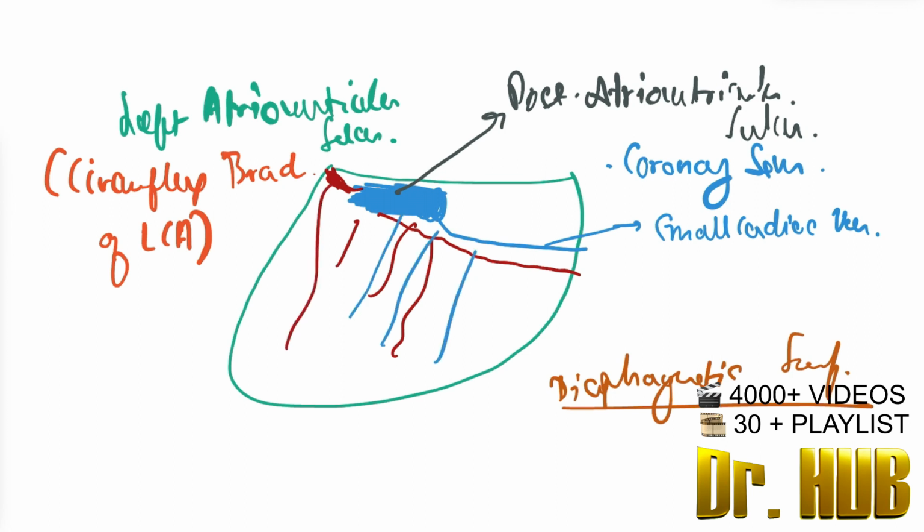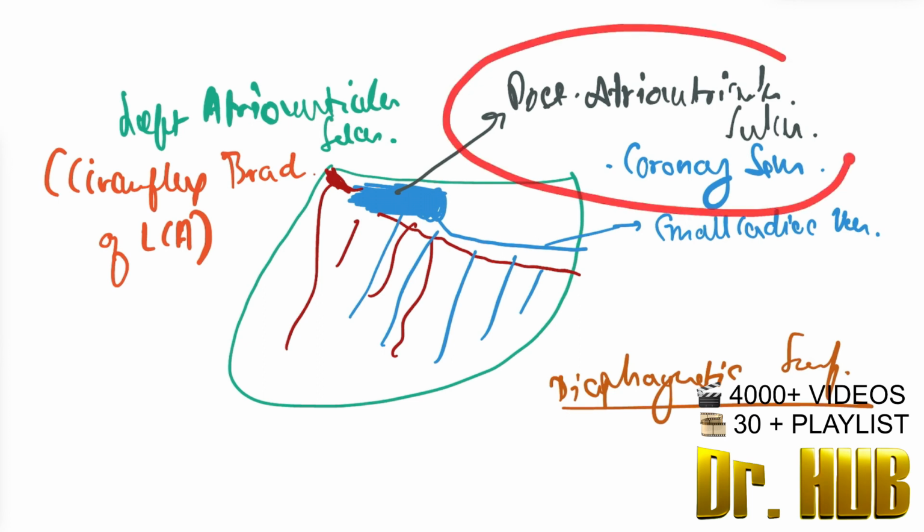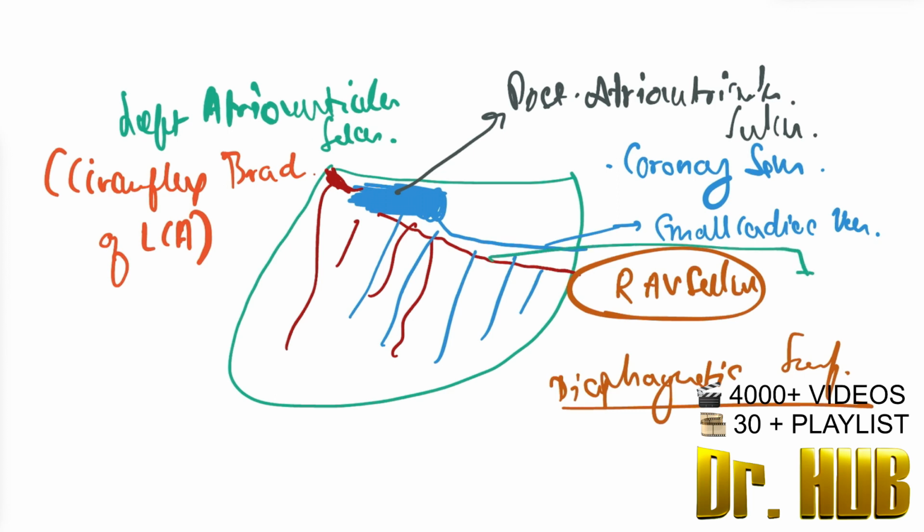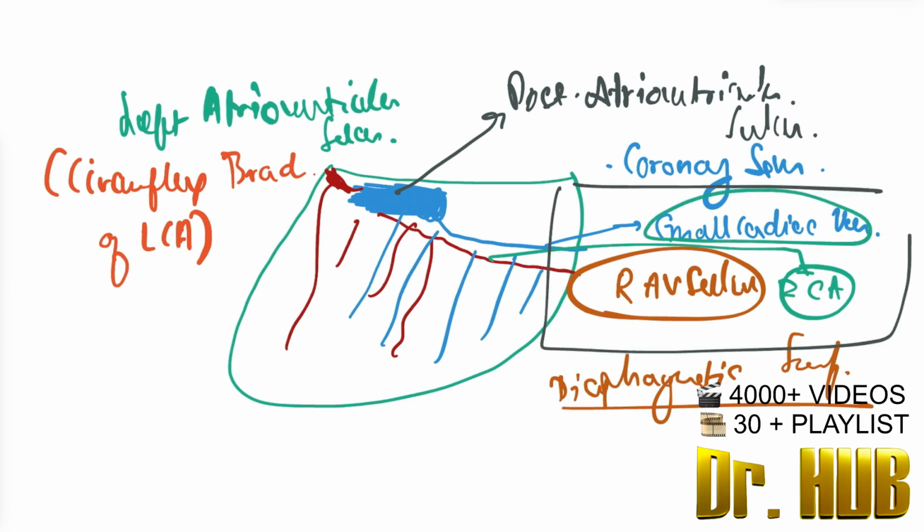Then there are also vein branches which are protruding. So what are these? Under the posterior AV sulcus there was a coronary sinus, and then we look at the right AV sulcus. Under the right AV sulcus what are present? It includes the right coronary artery and the small cardiac vein. All this is present under the right atrioventricular sulcus.